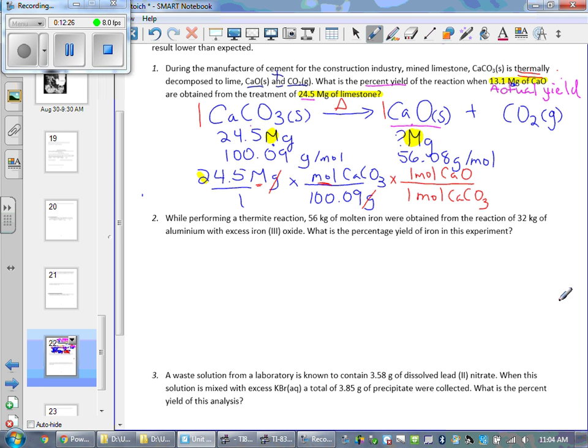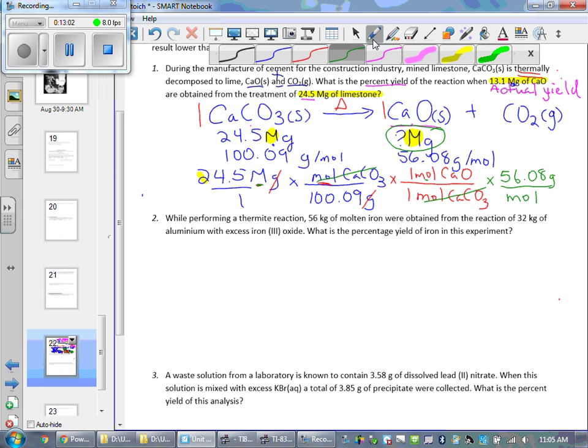So now what's canceling out? Moles of calcium carbonate over moles of calcium carbonate are gone. And we've got megamoles of calcium oxide. Our goal is megagrams. So how do we get rid of the moles? We multiply by the 56.08. Perfect. We're going to take this 56.08 grams over moles, and we're multiplying it.